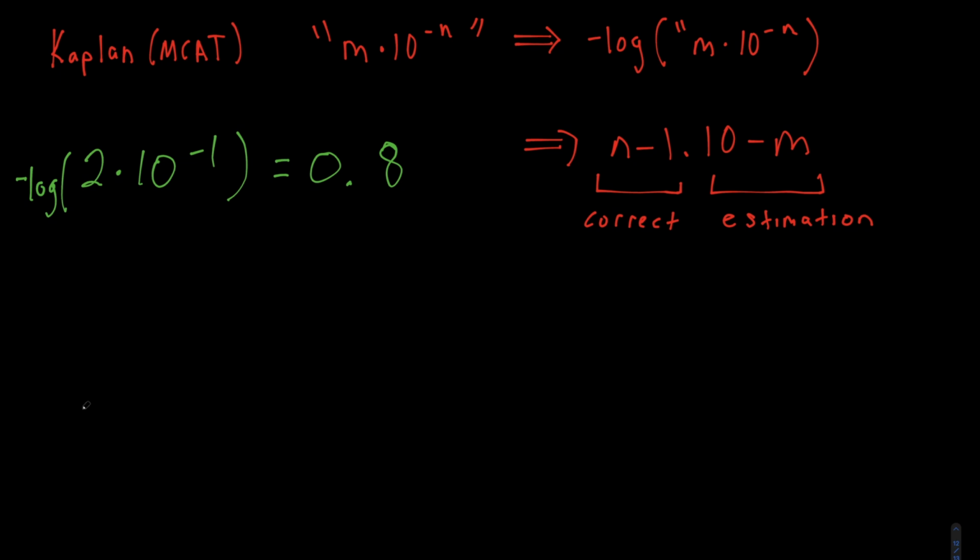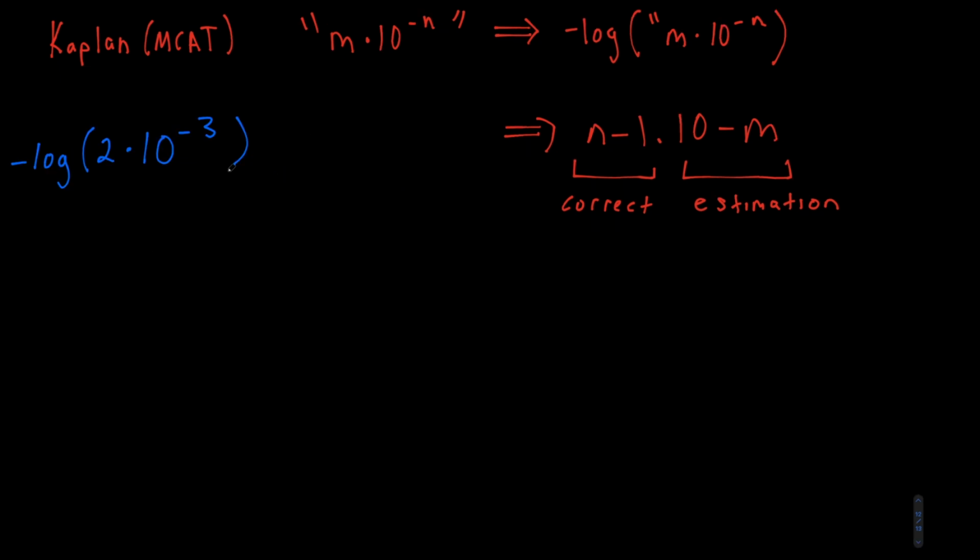So let's say you want to take the negative log of 2 times 10 to the negative 3 by the Kaplan method. Our n is 3, so this is n minus 1, so 3 minus 1 is 2, 10 minus 2 is 8, so 0.8. So that's the estimated value by Kaplan.